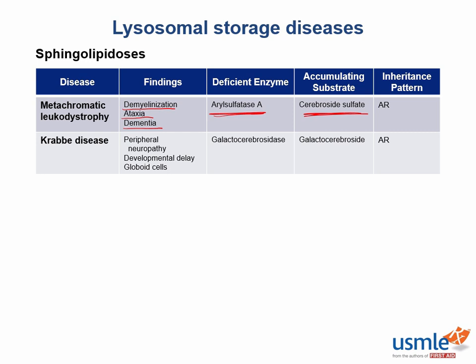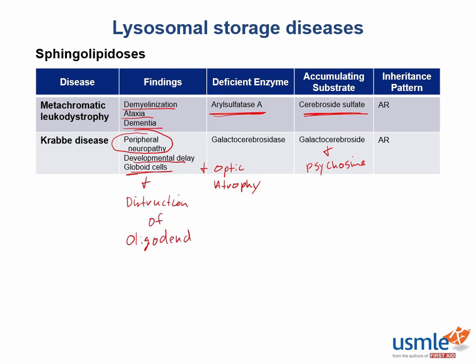And Krabbe's disease is due to a deficiency in galactocerebrosidase and results in the accumulation of galactocerebroside as well as psychosine. And in this disease, you'll see peripheral neuropathy as well as developmental delay and optic atrophy. And some classic pathologic findings for Krabbe's disease would be destruction of oligodendrocytes as well as the presence of globoid cells. And once again, both of these diseases are inherited via autosomal recessive pattern.